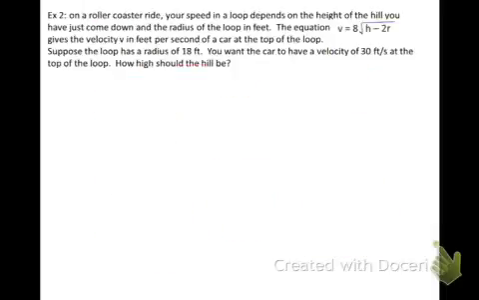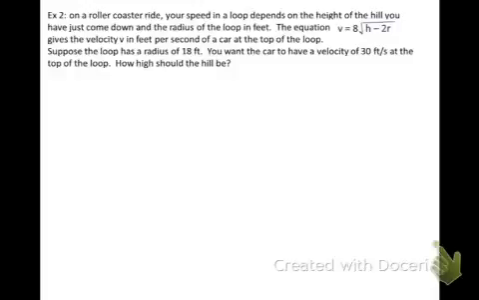Example 2. On a roller coaster ride, your speed in a loop depends on the height of the hill you have just come down and the radius of the loop in feet. The equation v equals 8 square root of h minus 2r gives the velocity v in feet per second of a car at the top of the loop. We kind of want to be able to go over the loop, so it's kind of important.